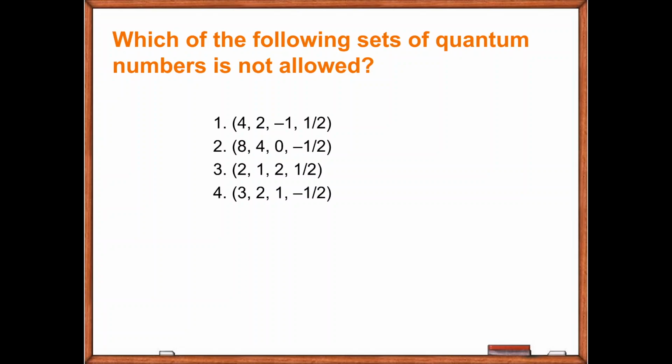So this is the type of question I could ask you. So this will be N, L, M sub L, M sub S. And they will always be presented in that order. Okay, sorry, that's terrible handwriting, but they'll always be in that order. So N, L, M sub L, M sub S. They'll never be in a different order than that. Okay, so give this one a try. See if you can figure out which one of these sets of quantum numbers is not allowed.